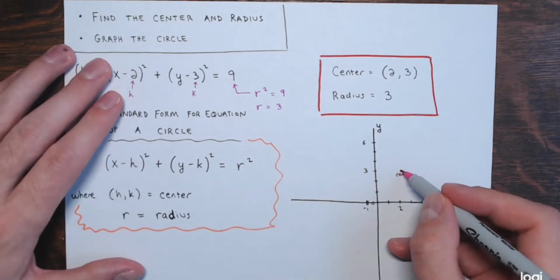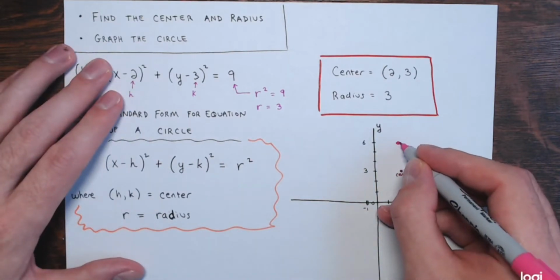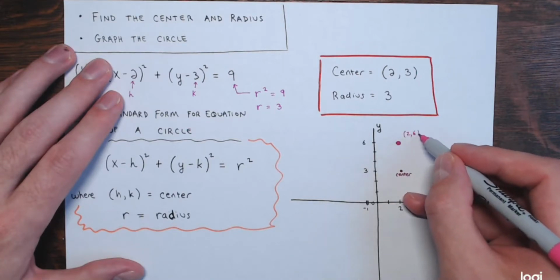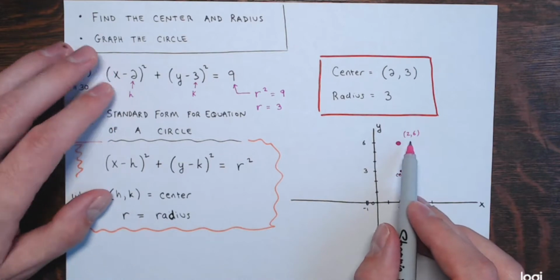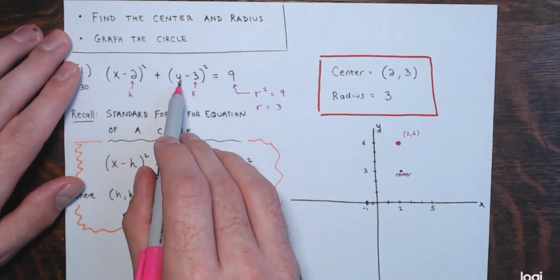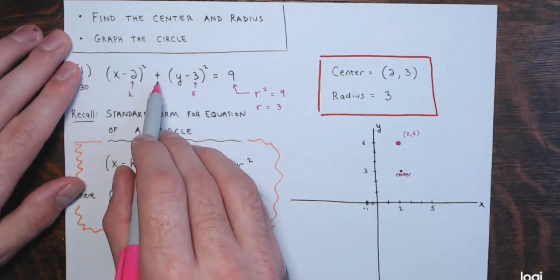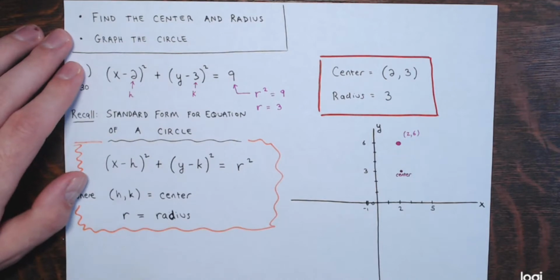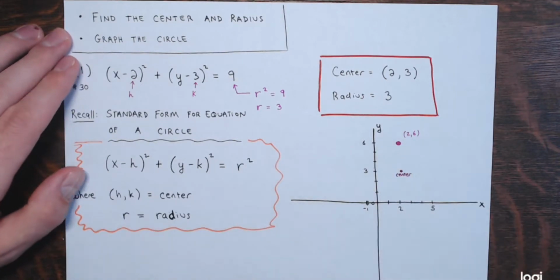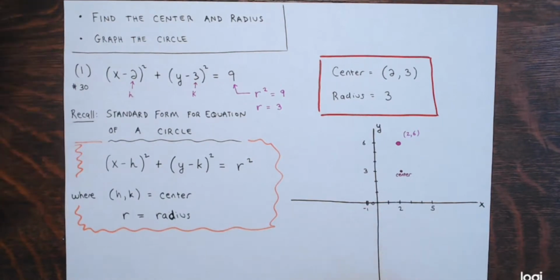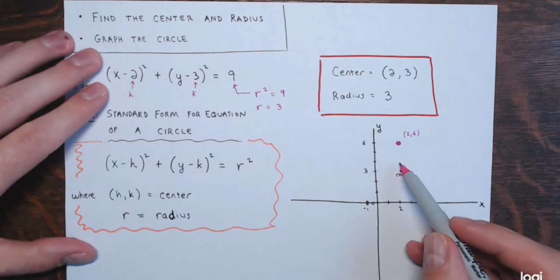So 3 units above the center would be this point here. All right, that's the point 2, 6. And check it out. Plug in 2 for x and 6 for y. You'd get 0 plus 3 squared is 9. 9 equals 9. That's true. So the ordered pair 2, 6 does belong to this circle, does belong to the graph of this equation. So that's 3 units above the center.